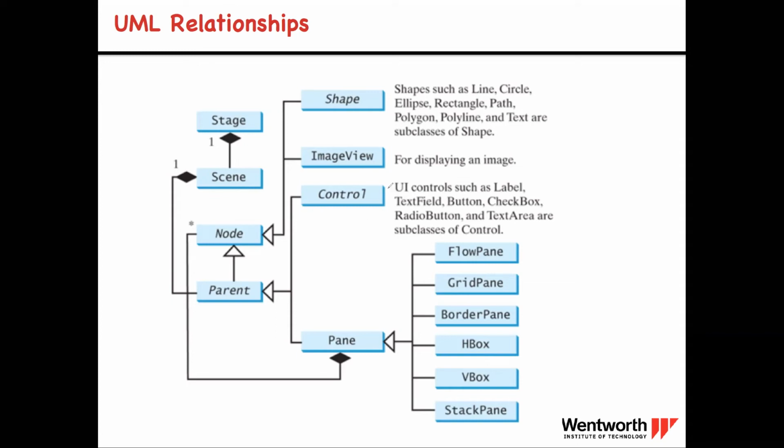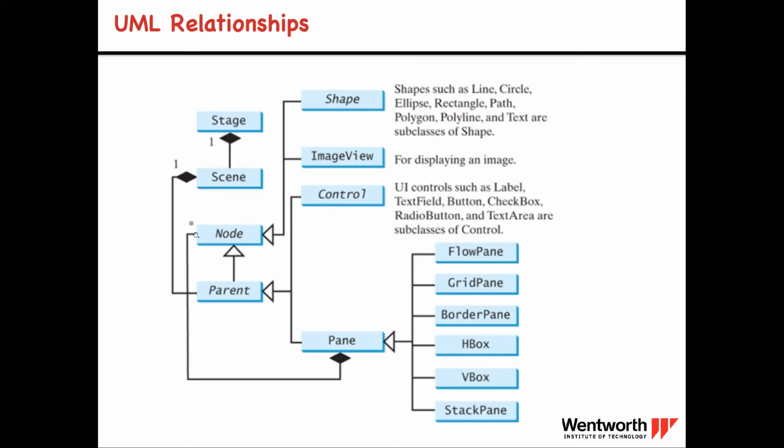So those are nodes. There's more to this. I chopped this down a little bit. Control is also something that is a parent. So control is kind of like a pane. Controls are things like buttons and checkboxes and text areas and all that other kind of stuff. So it's not too complicated for the UML relationship. It just happens over here that a scene needs a parent. And that can either be something like a button or something like a pane.